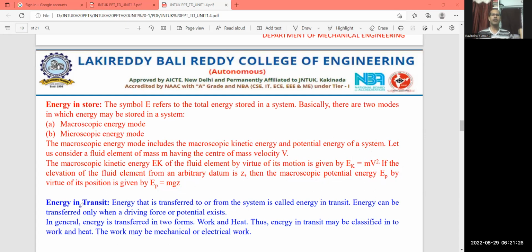Then what is meant by energy in transit? Transit is a transient phenomenon. Energy which is transferred to or from the system is called energy in transit. Energy can be transferred only when a driving force or potential exists, that means a change in temperature or temperature gradient. When this exists, energy can be transferred. In general, energy is transferred in two forms, that is work and heat. Thus, energy in transit may be classified into heat and work. The work may be mechanical work or electrical work, which you should understand.